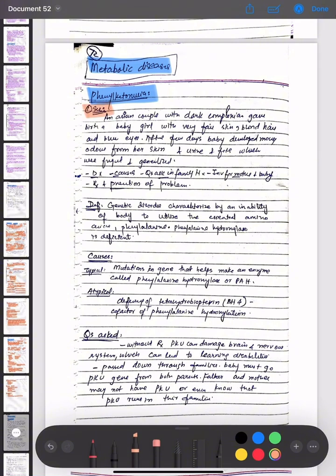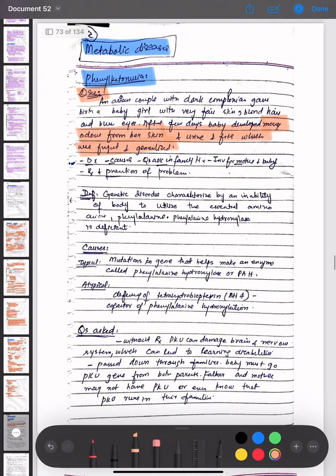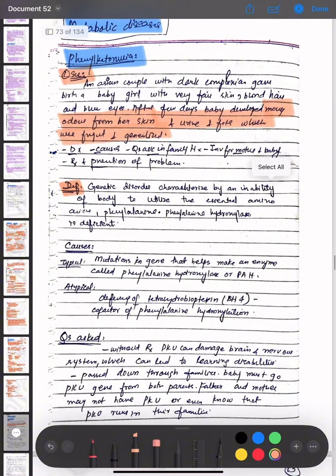So there is a couple who give birth to a child. First she is fine, then she develops a mousy odor from her skin and urine and fits, which were frequent and generalized. So we have a definition that phenylketonuria is a genetic disorder which is characterized by an inability of the body to utilize the essential amino acid phenylalanine, and phenylalanine hydroxylase is deficient.